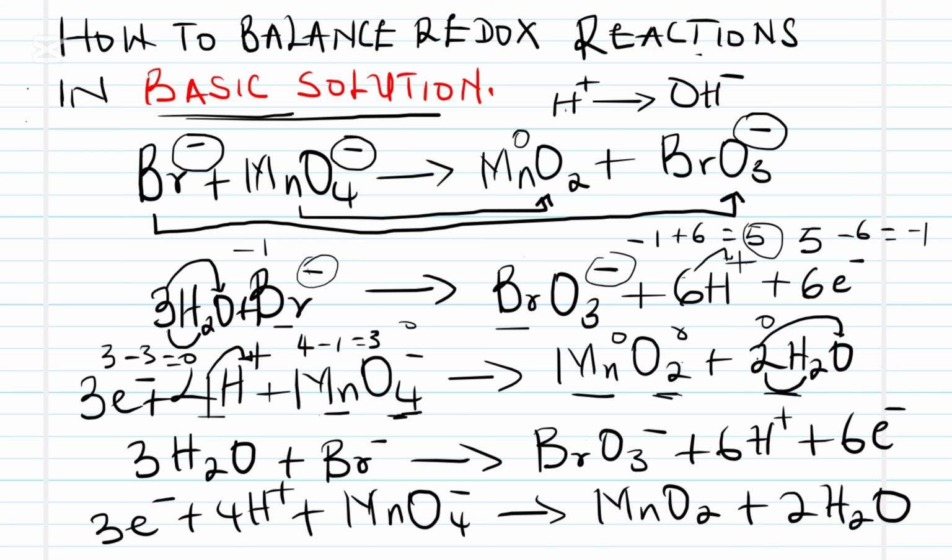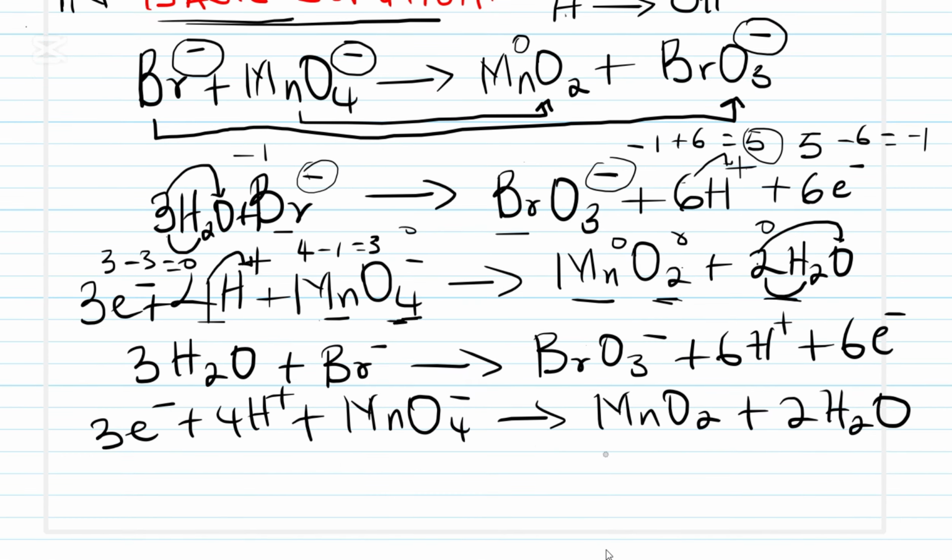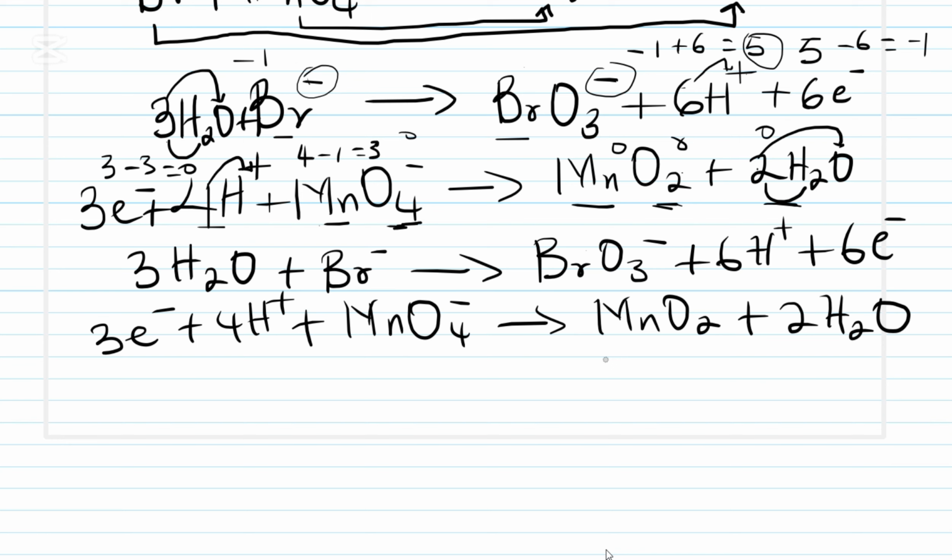Now, if you look at this right here, you discover that the electrons here on the left and the ones on the right are not the same. They're not equal, right? Now you have to ask yourself, what number am I going to multiply this second reaction by such that the number of electrons in the second reaction will be the same as in the first reaction?